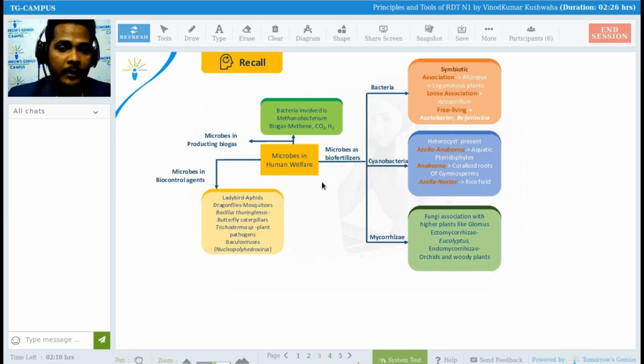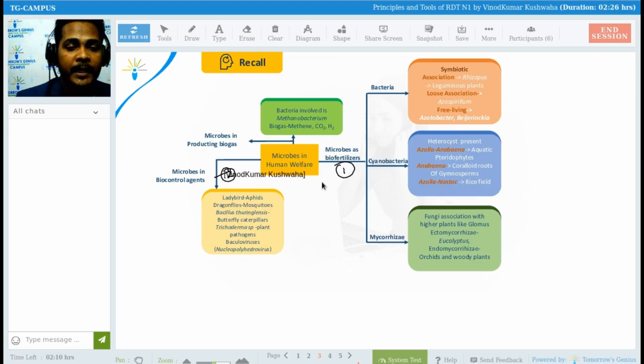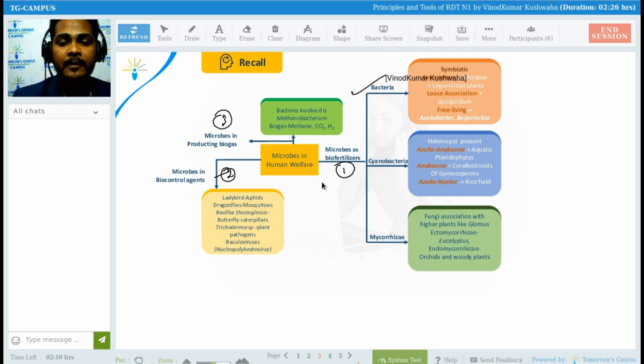Now this is just to recall what we studied in the last session, from the last chapter. We have already studied how microbes are useful in human welfare, especially in the field of biofertilizers, biocontrol agents, and biogas production. These are the different types of microorganisms used, like bacteria as biofertilizers, cyanobacteria and mycorrhiza.